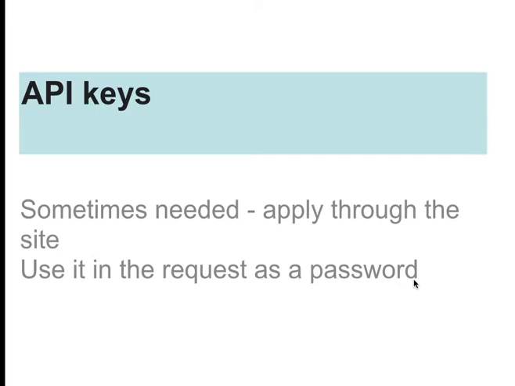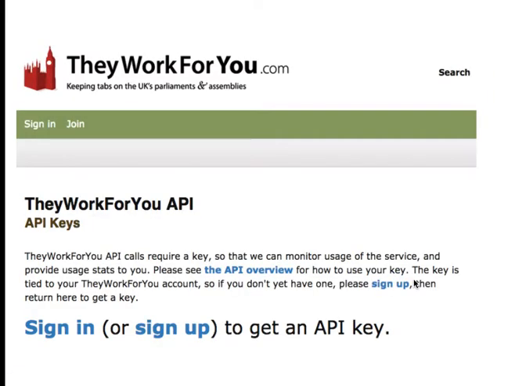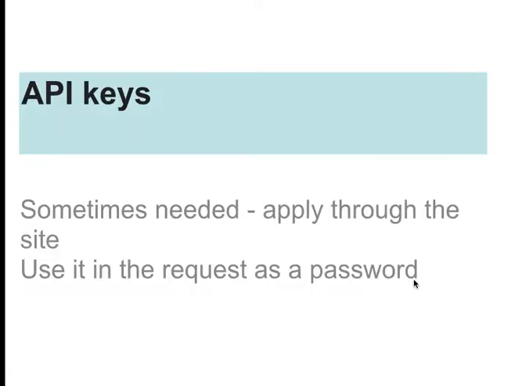And it's used like the key value pairs that we've already looked at. It's passed as one of the key value pairs along with all the others. So it might be something like key equals or password equals or username equals or something like that. Normally it's key equals followed by your key.